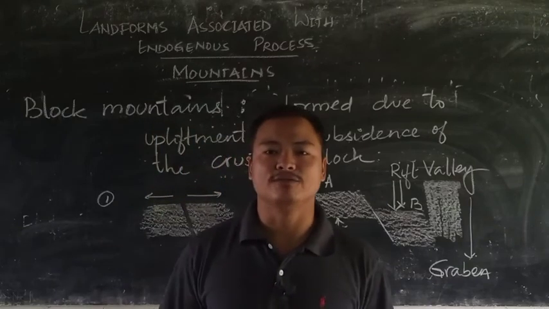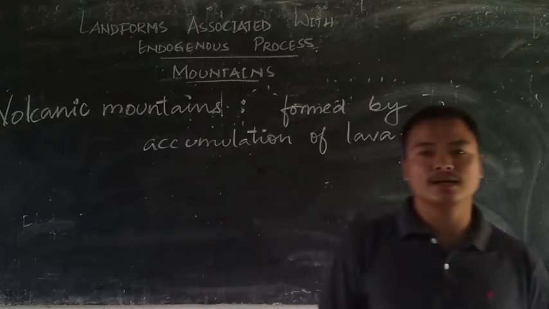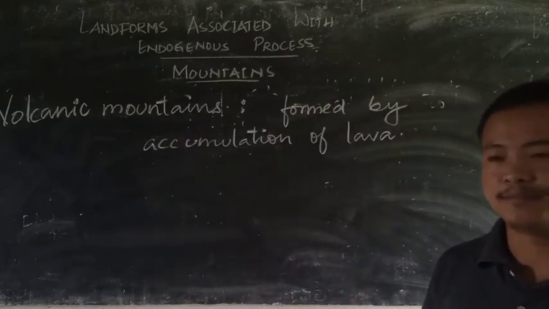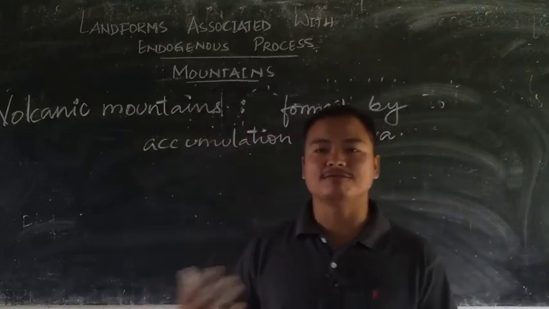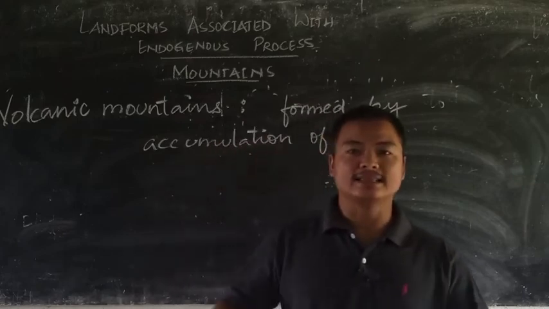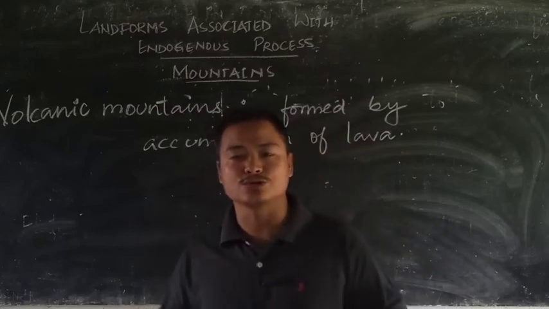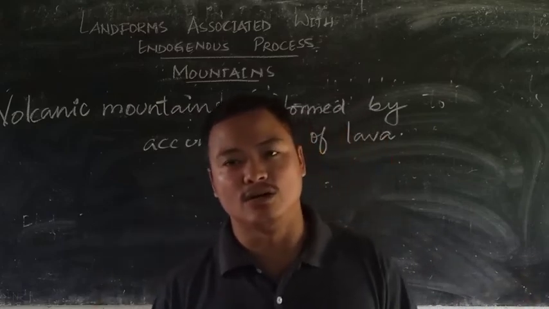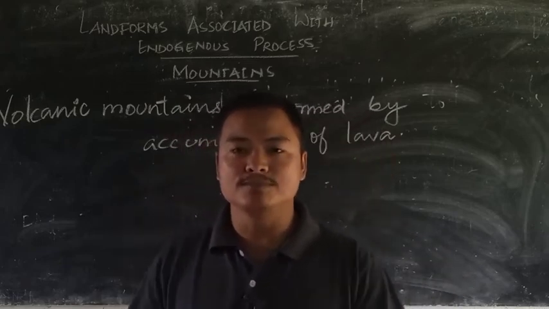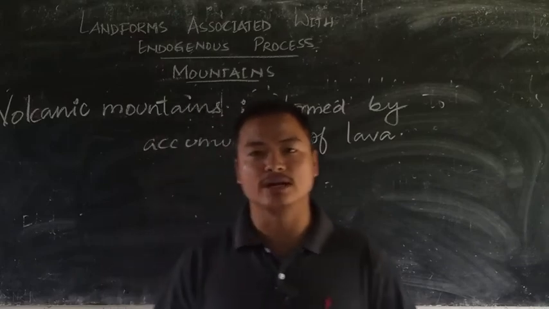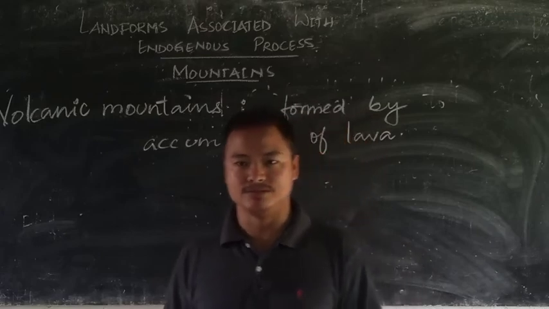Now let us discuss volcanic mountains. Volcanic mountains are the mountains that are formed by the accumulation of lava. This happens when volcanic eruption takes place. The lava flows out of these volcanoes and is deposited either very close to the volcanoes, or scattered all around. And when these lavas are deposited and form the shape of a mountain, almost conical in shape, with the accumulation of lava, they form the volcanic mountains.